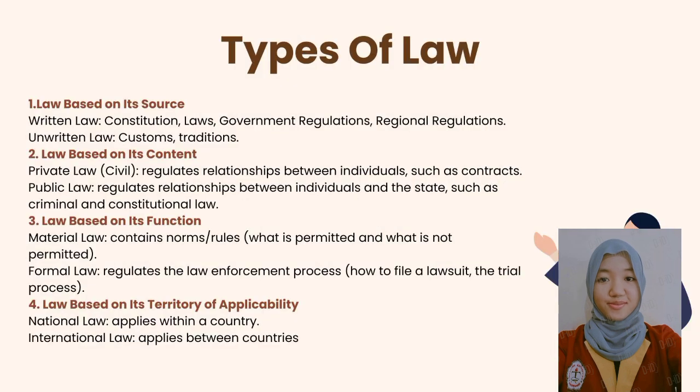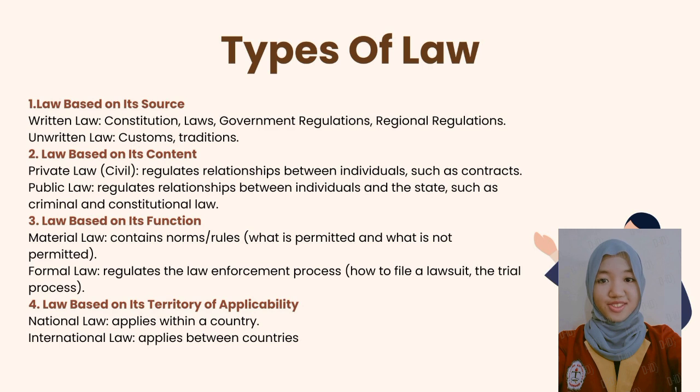Types of law. 1. Law based on its source. Written law, constitution, laws, government regulations, regional regulations. Unwritten law, customs, traditions. 2. Law based on its content. Private law, civil, regulates relationships between individuals, such as contracts. Public law, regulates relationships between individuals and the state, such as criminal and constitutional law.